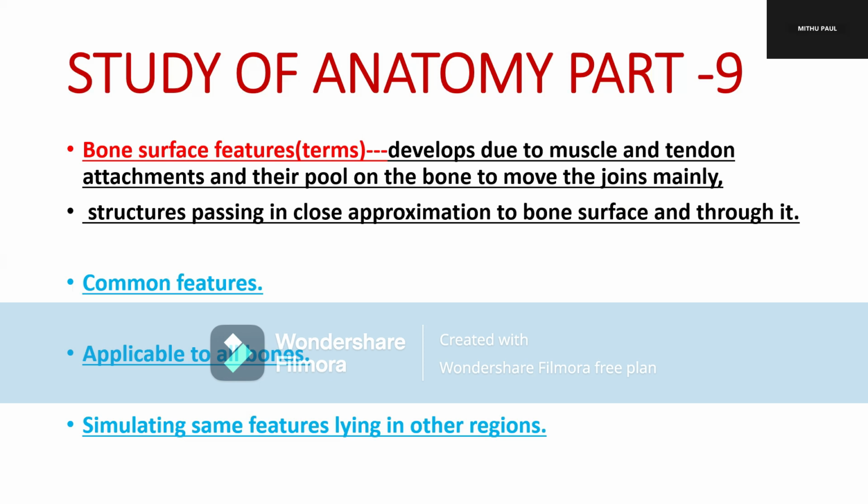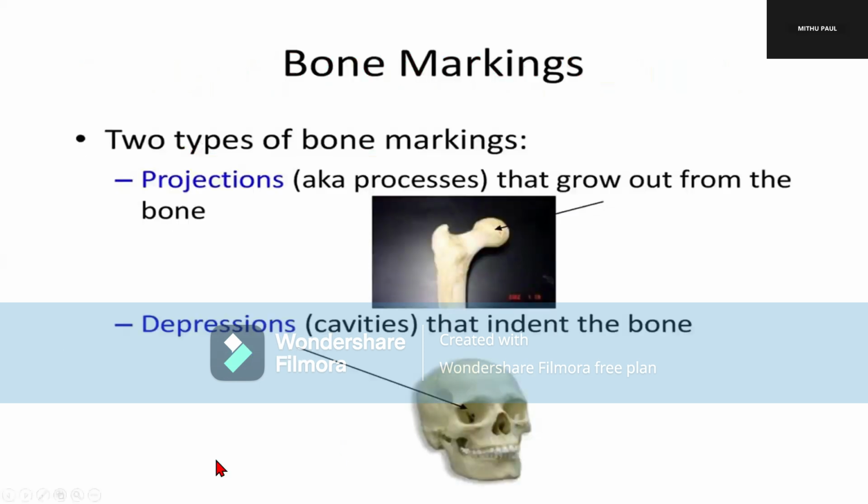So these are the main reasons for which the bony markings, that is the surface features of the bones, are created. And about the bony markings, you must remember that these are common features. If I name a feature, that name will be universal to that sort of feature in all bones. Understood? So it is applicable to all bones, and similar to the same sort of features even in some soft tissues lying in other regions.